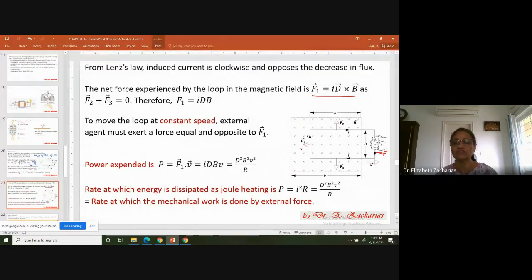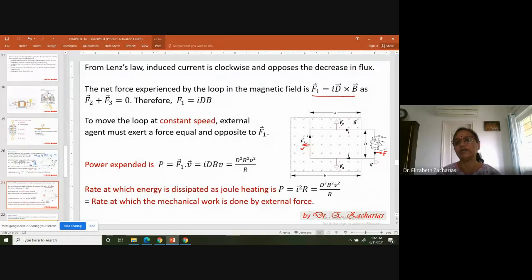Force on this arm, let's call it F1, and let us try to get the direction of F1. Use your right hand rule, IL cross B. So when you do that, you are seeing that your thumb is in this direction. So that means there is a force F1 on this part of the arm.